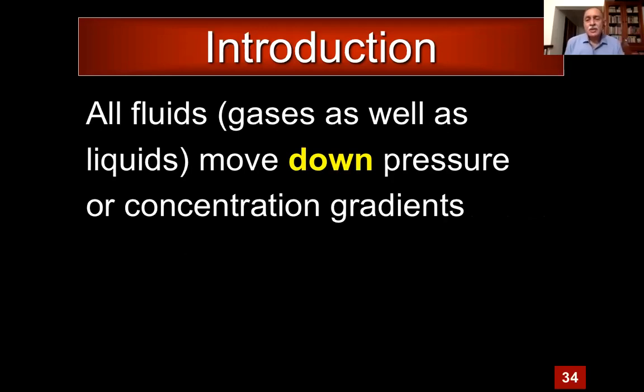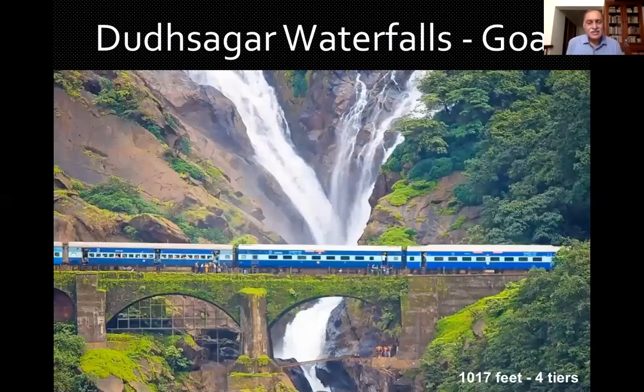Now, we also need to remember that in physics, all gases and liquids are referred to as fluids, and fluids, which implies gases as well as liquids, always move down a pressure gradient or a concentration gradient. So you never find gases or liquids going against a pressure gradient. They always move down a pressure gradient, and obviously it's like saying that you never see a waterfall flowing upwards. Waterfalls are always falling downwards.